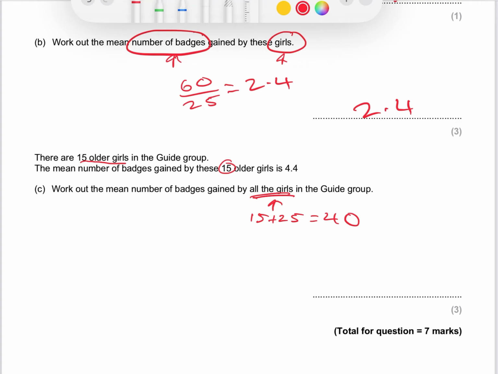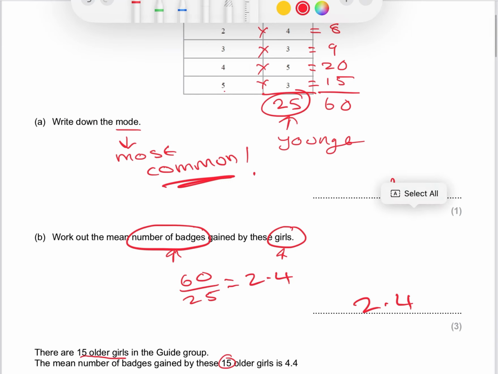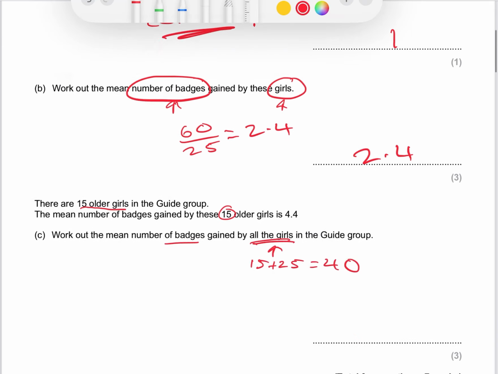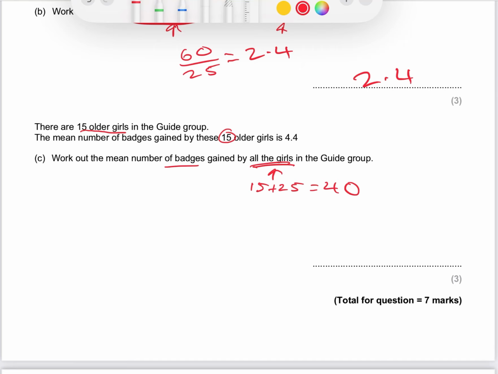Excuse that, I wrote that bit wrong. And now I need to know the total number of badges for all the girls. So I know that there's 60 for the younger girls. I need to work out what is the older girls, okay? So I know that the mean is 4.4. I don't actually know what their badges are.